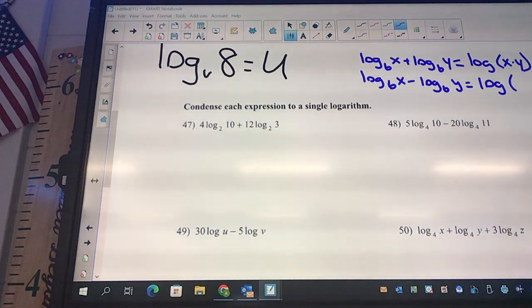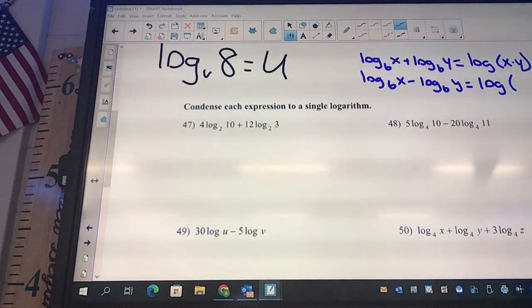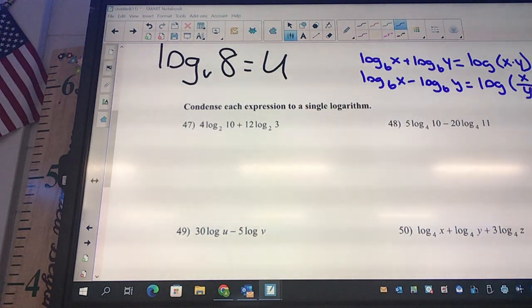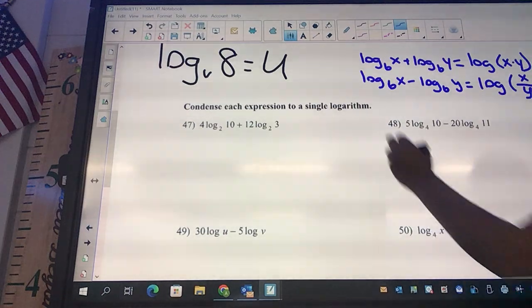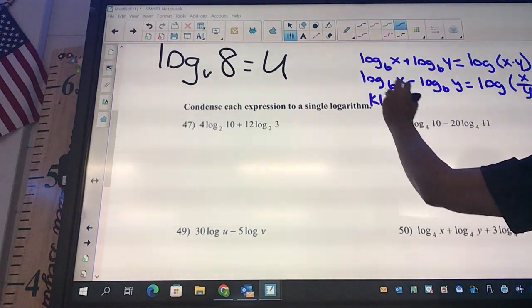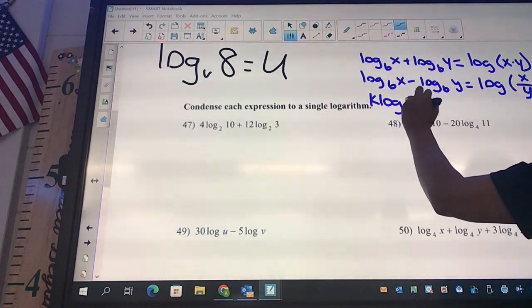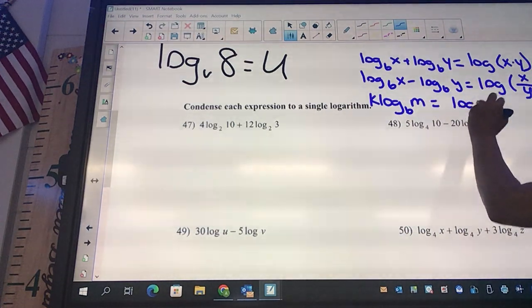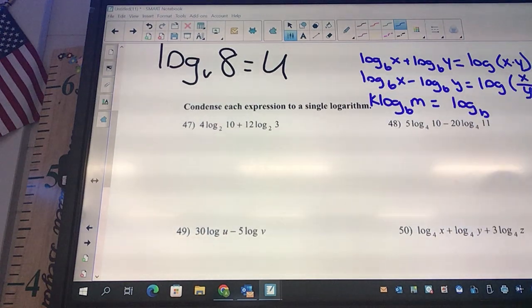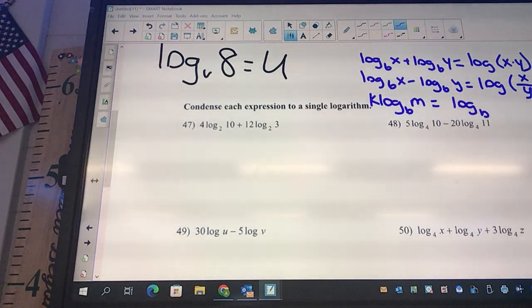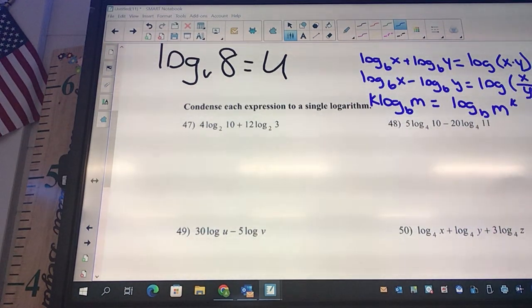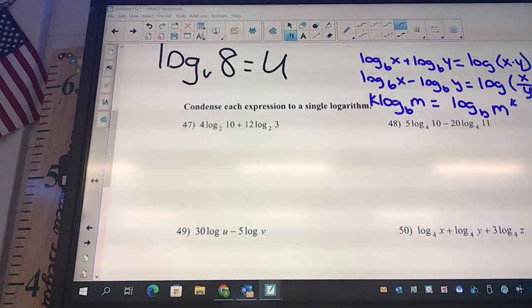What does subtraction go with? Division. Yeah, so it's going to go x over y. Okay, and then the last log rule says k log b of m is equal to log b. Where does that k go? Who remembers? It goes as an exponent. So it's really going to be m to the k power. Okay, remember the exponents, we go up.